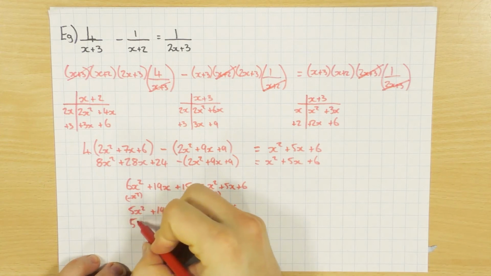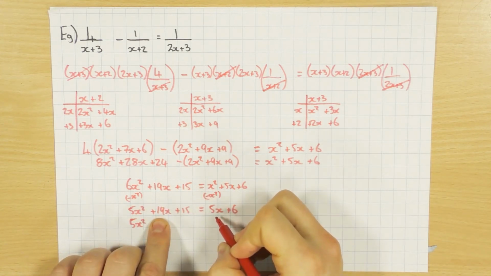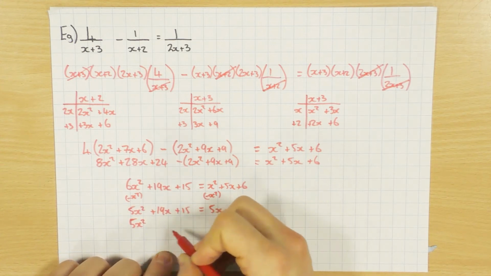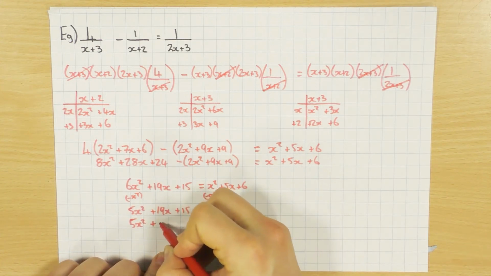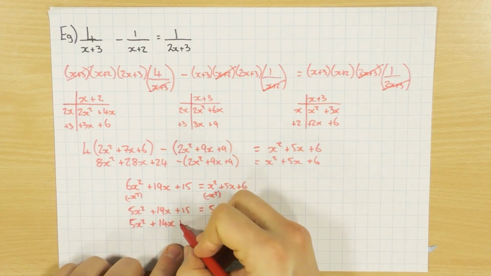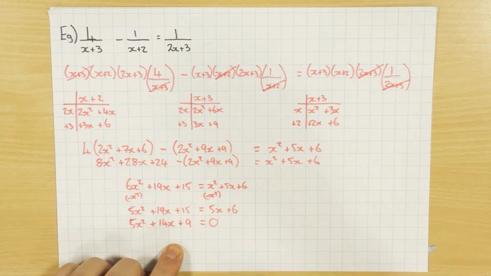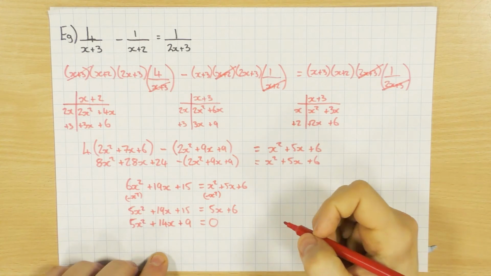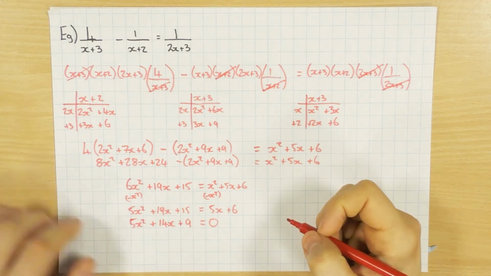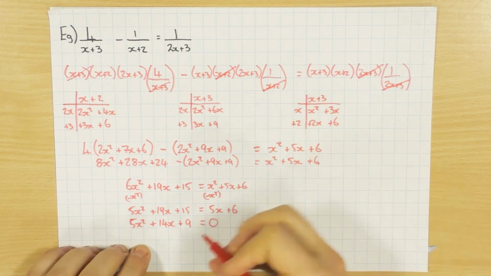So I'll be left with 5x squared. 19x, take away 5x is 14x, so I have a bit of a mind blank then. And then 15 take away 6 is 9. And again, that's now going to equal 0. So once you've got your quadratic, you can now solve it. Again, because this is a non-calculator one, I'm going to factorize it. So I'm going to come over here and factorize this.